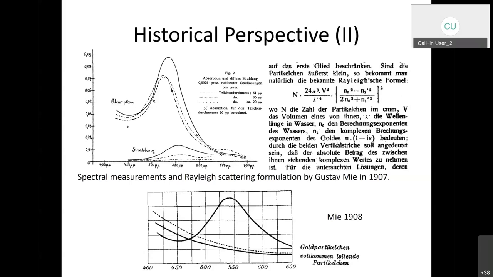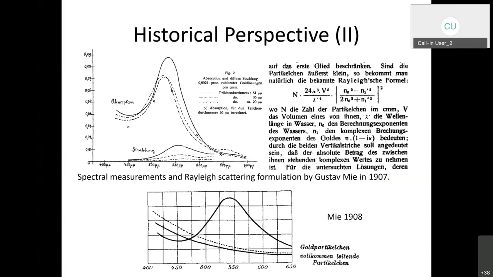He then had a more substantial paper in 1908, where all of the Mie resonances are fully described. That's a more detailed paper, which looks at larger, spherical structures. But essentially, it was entirely understood where the color from these metal nanoparticles came from, even back in 1907. It was just Rayleigh scattering.